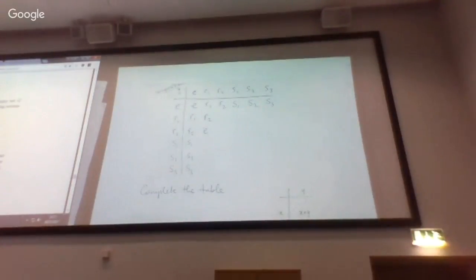Okay, and this is where we finished last time. We started completing this thing which is called a Cayley table, named after British mathematician Cayley. The Cayley table for the Dihedral Group D3. Okay, so the Cayley table is just a multiplication table for the group.